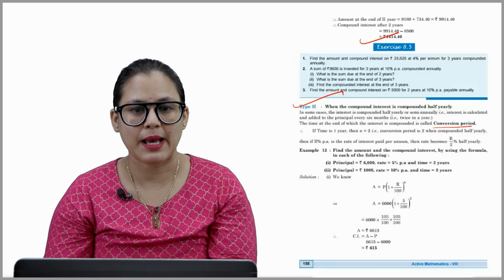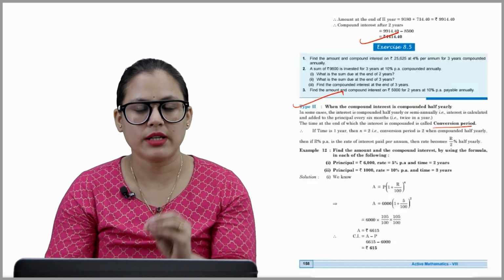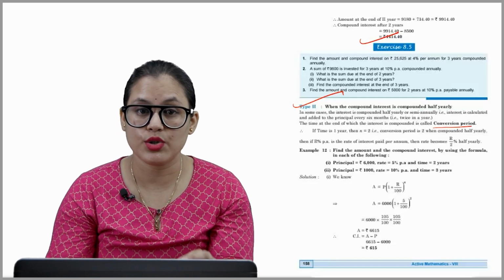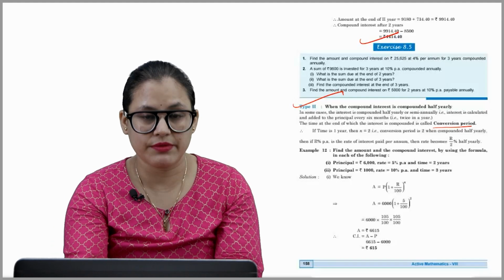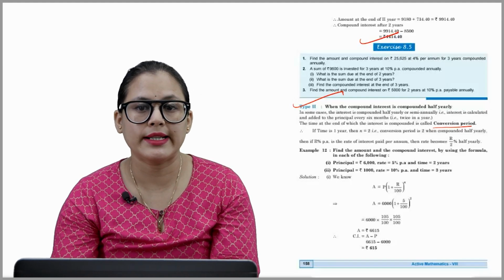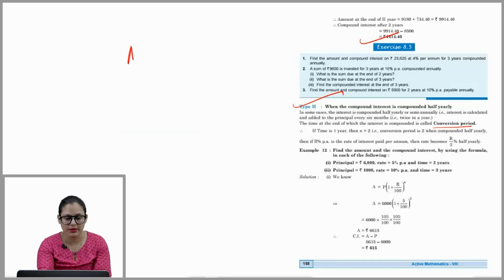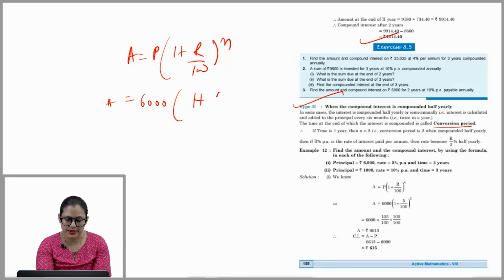Okay. Example 12, find the amount in compound interest by using the formula in each of the following. Principal is given to you, rate is given to you, and time is given to you. The formula is amount is equal to P into (1 plus R upon 100) to the power n. Principal is 6,000. Rate is how much? 5% upon 100. And time is how much? 2 years.